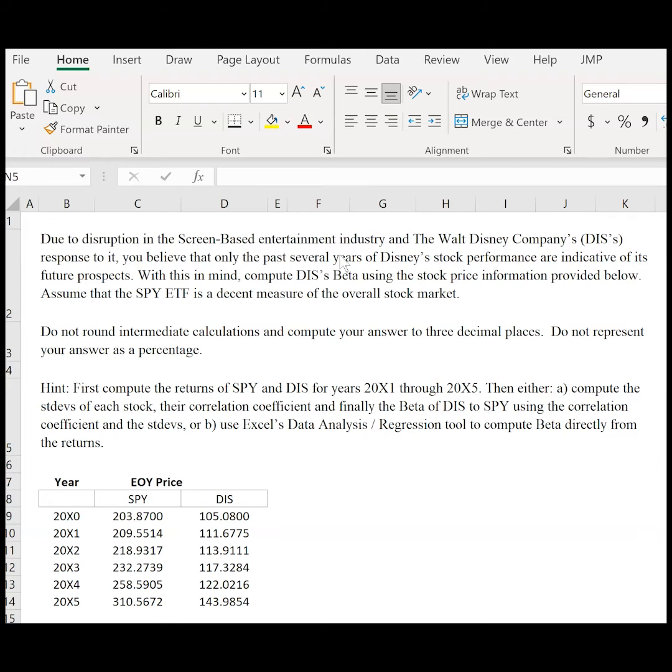All right, so continuing. In general, we're trying to figure out how Disney is performing compared to the stock market, and what we can expect going forward as far as volatility goes and our expected returns. All right, and then he starts us off with a hint. He says, first compute the returns of SPY and Disney for years 2001 through 2005. So that's exactly what we'll go ahead and do.